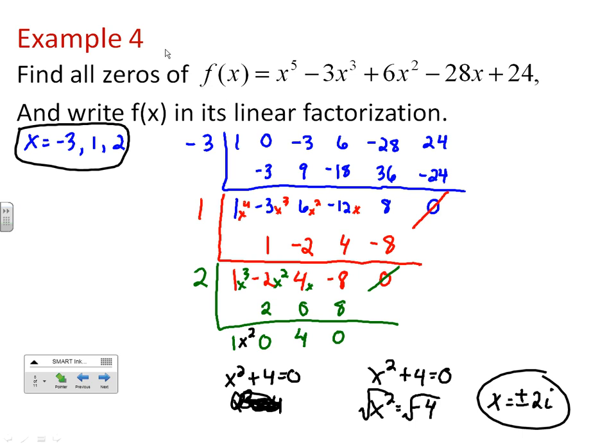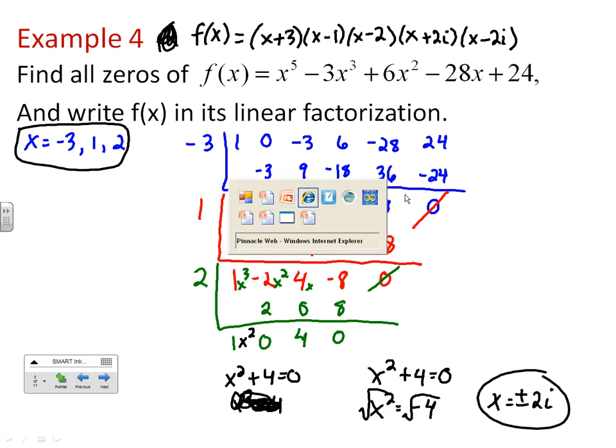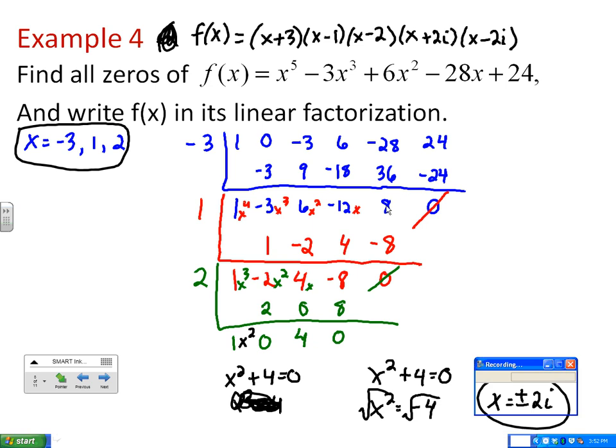The linear factorization is where I take each of these. Let me start off by saying f of x equals, I need to put all my zeros into factors. So x plus 3, x minus 1, x minus 2, x plus 2i, and x minus 2i. Okay, so I'm going to stop there for now and get ready for part 3.